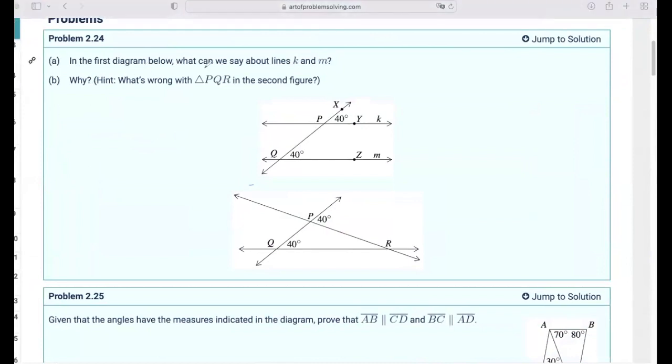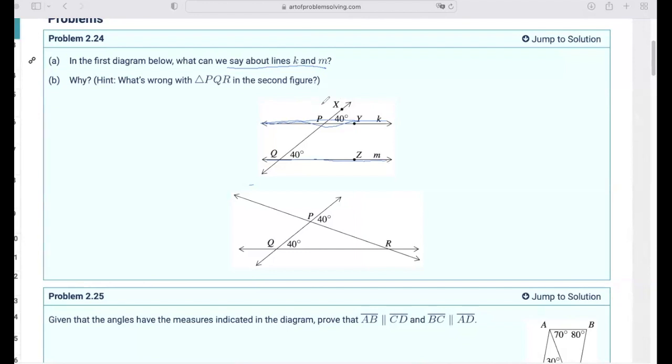Parallel lines revisited. We always come back to parallel lines in the end. In the first diagram, what can we say about lines K and M? What do you think is the relationship between line K and M? Benjamin? They're parallel. Why? What's the proof for it?